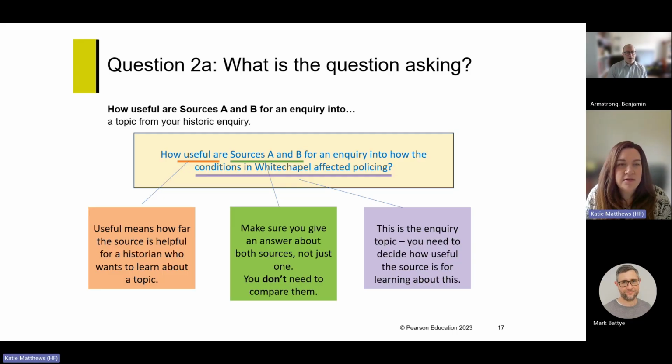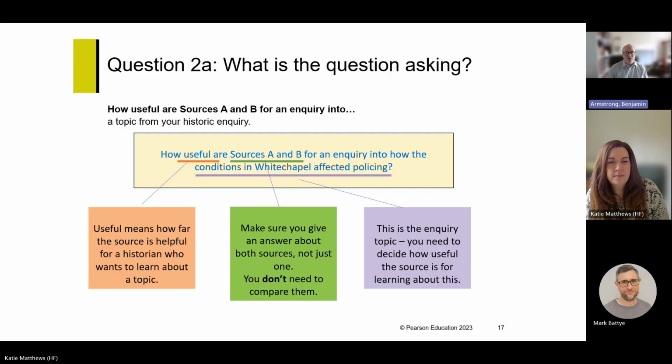What's the question asking students to do? So the question will always look the same way. It will say, how useful are sources A and B for an inquiry into? And then that will have a topic from your historic inquiry, something you've learned about. So we've got an example here, and this is from the crime paper. Again, don't worry if crime isn't your topic. This is just an example, and the questions will look the same whichever historic environment you've been studying.